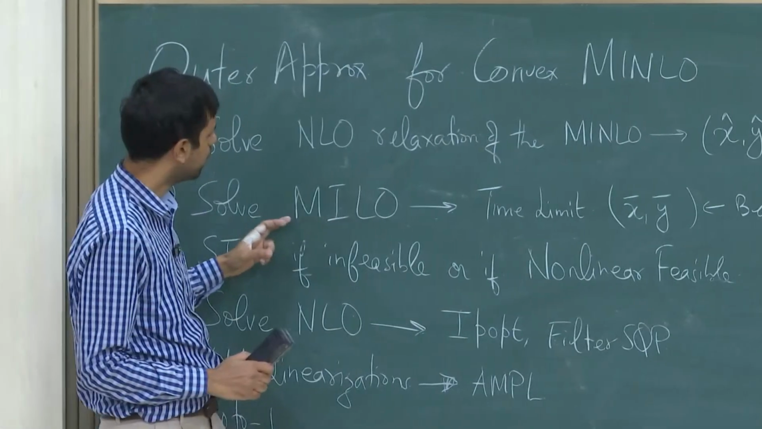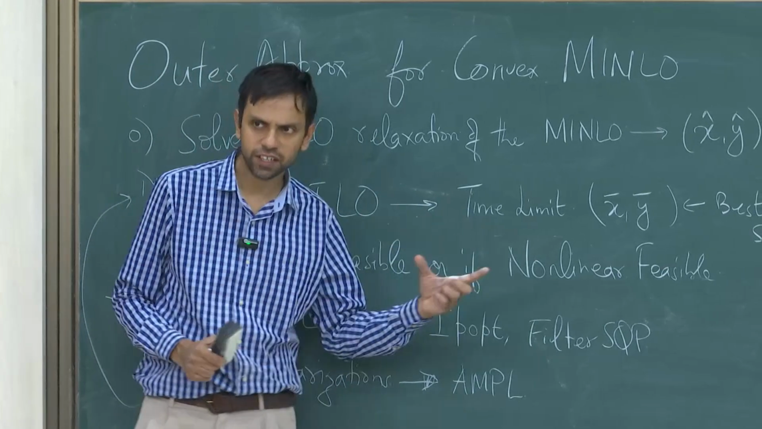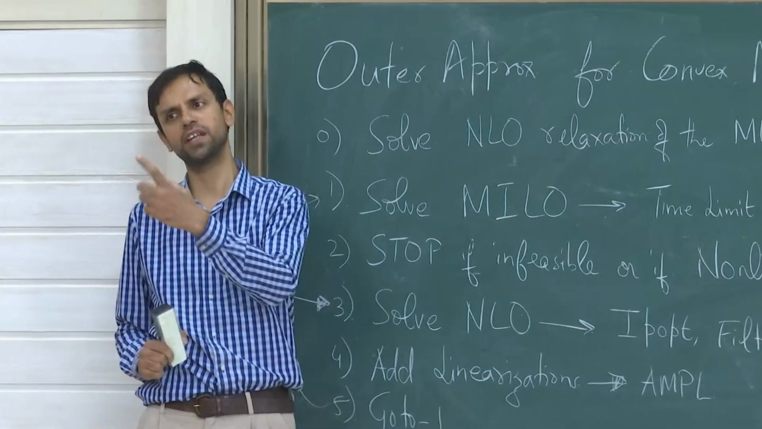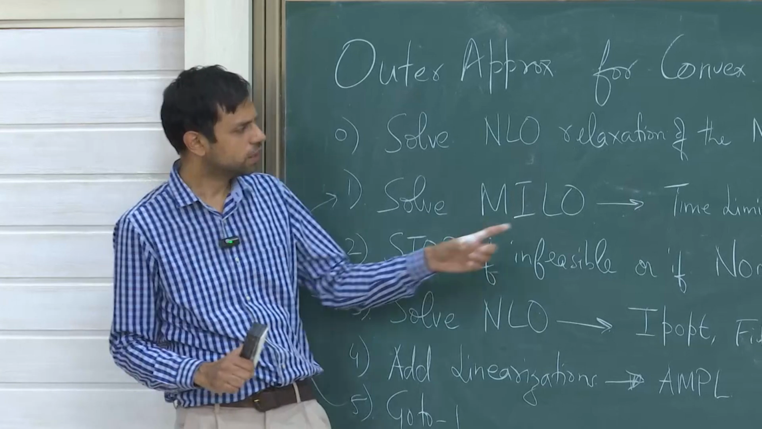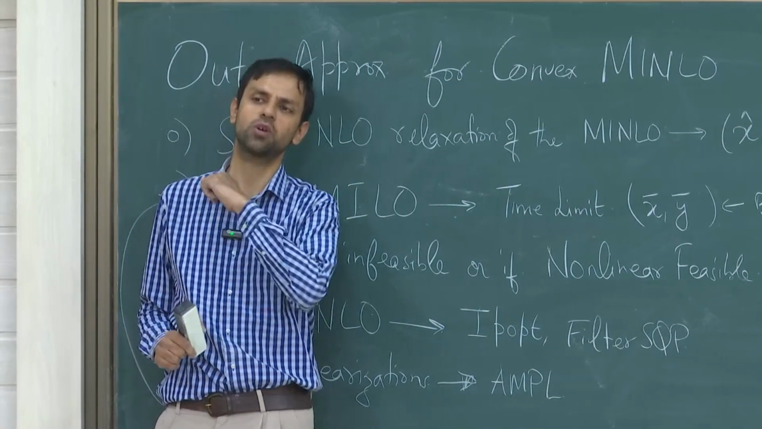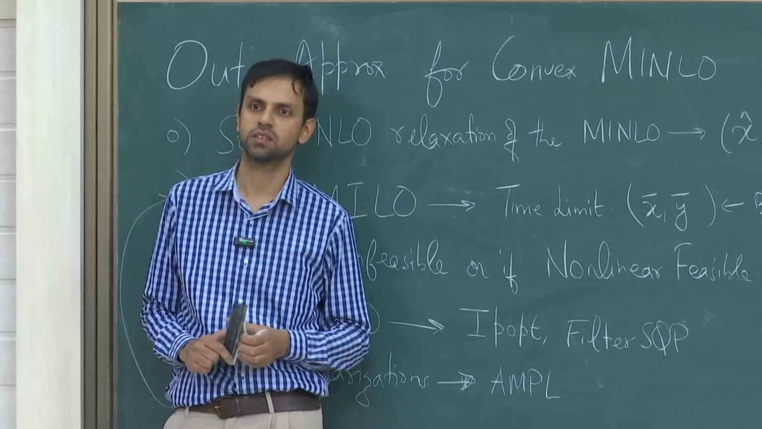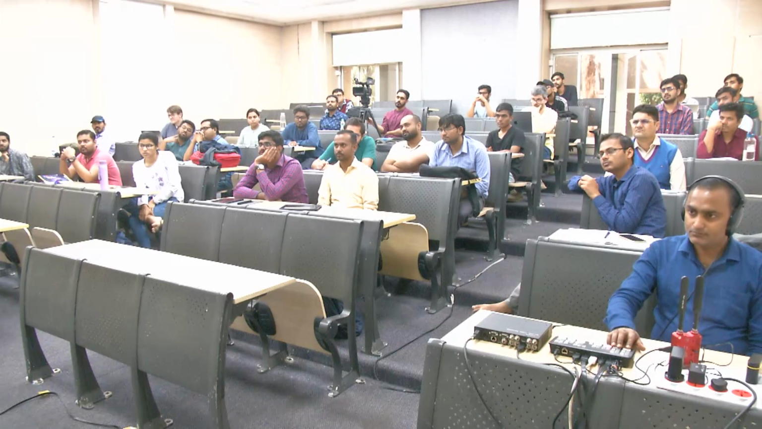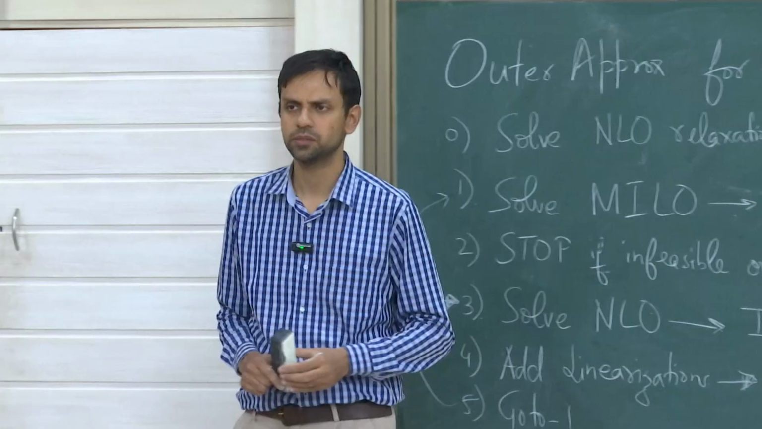If you solve MILO to optimality, then you will get a lower bound on MINLO. If you stop in between, the solver still gives a lower bound. It is a lower bound on a lower bound, so it is still a lower bound.